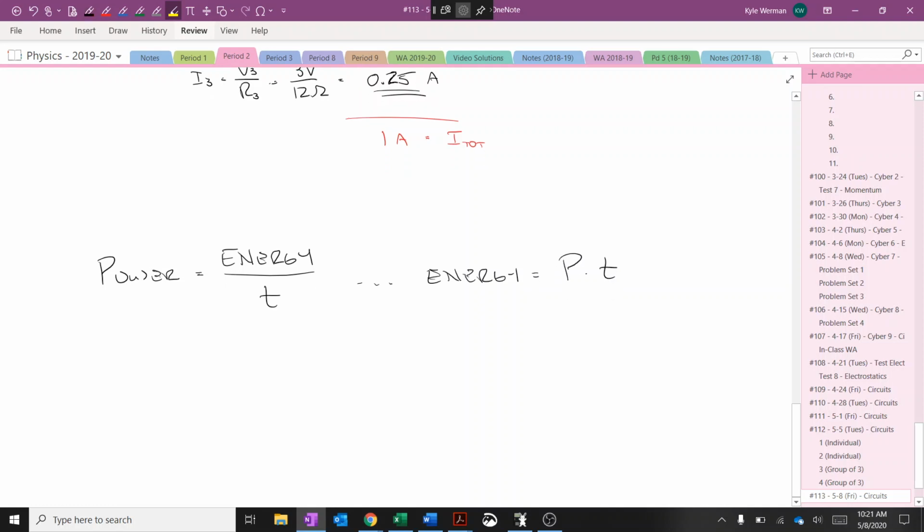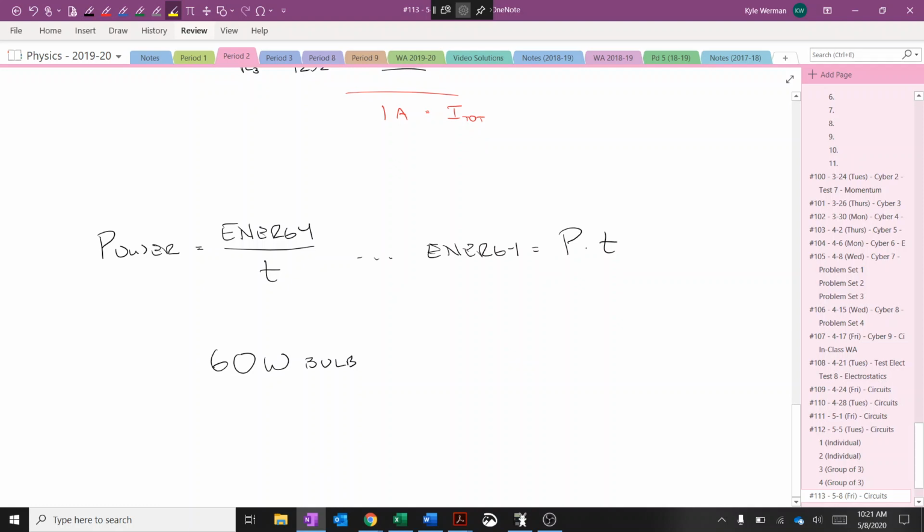And with electrical circuits, you guys are familiar with maybe a 60-watt light bulb, right? Well, the idea of a watt is energy over time. Remember, power is measured in watts, and a watt is equal to a joule per second. So a 60-watt light bulb uses 60 joules per second. Those are the same thing.